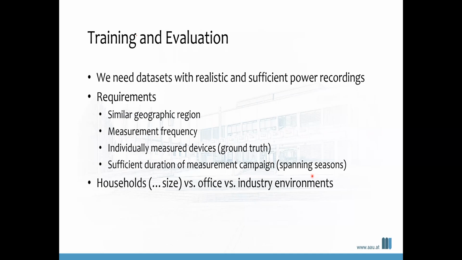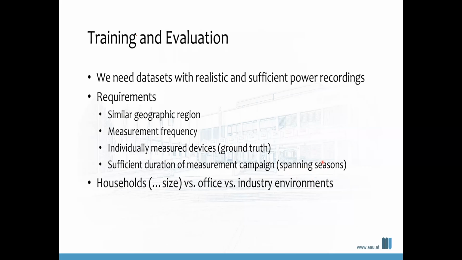Because it's very difficult if you just train your system with devices that have been running during the month of July, and then you try to detect the devices that run in December. You would have different devices in both cases, despite the case that it would be the same household.